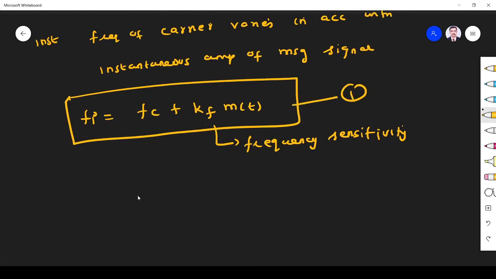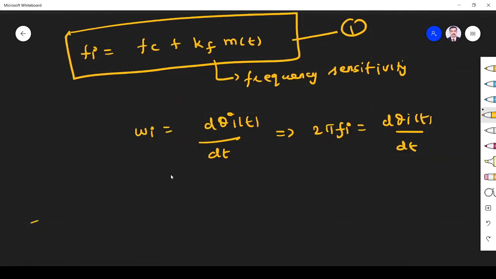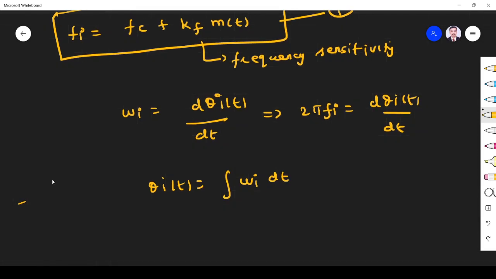We know the angular frequency is equal to the rate of change of phase with respect to time. So omega is 2 pi Fi, which is equal to d theta i by dt. This is the relation between phase and frequency. If the phase is known, we can get the frequency. How can we get the phase from the frequency? We have to integrate. If I integrate, theta i becomes the integral of omega i dt. Omega is 2 pi Fi, which is 2 pi times Fc plus Kf m of t, dt.